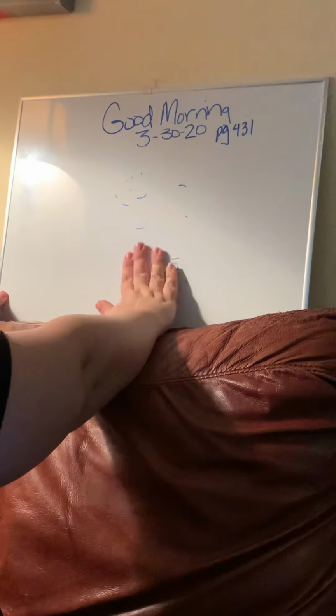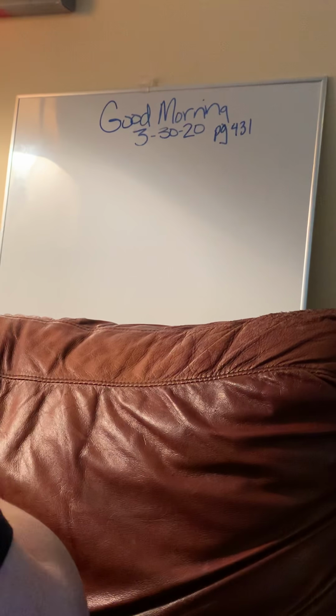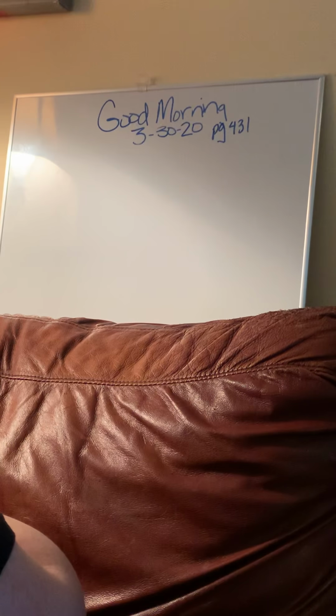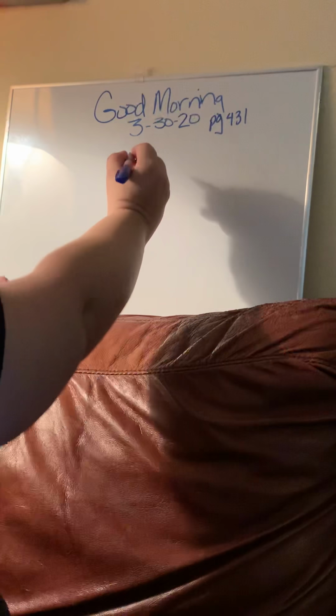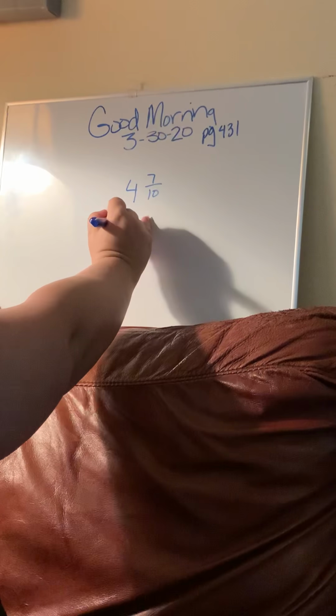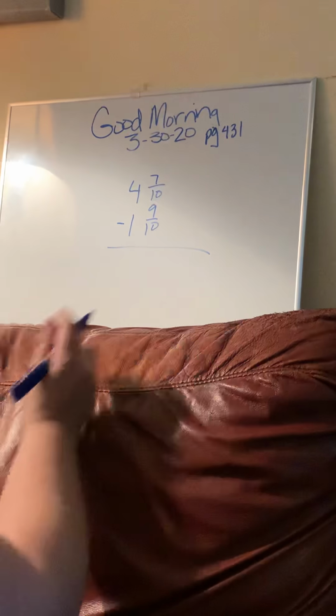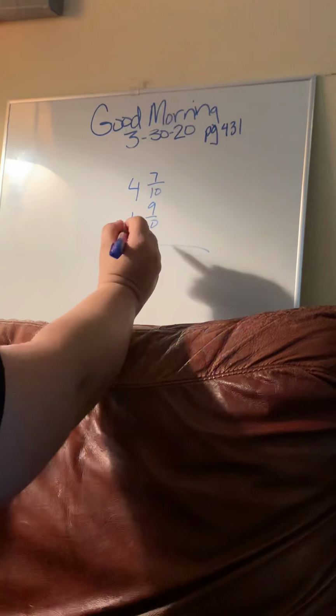Let's do one more together, and then I'm going to let you try a couple by yourself. Let us try number 3, which is 4 and 7/10. Then we are subtracting 1 and 9/10. Again, change them both to improper fractions.